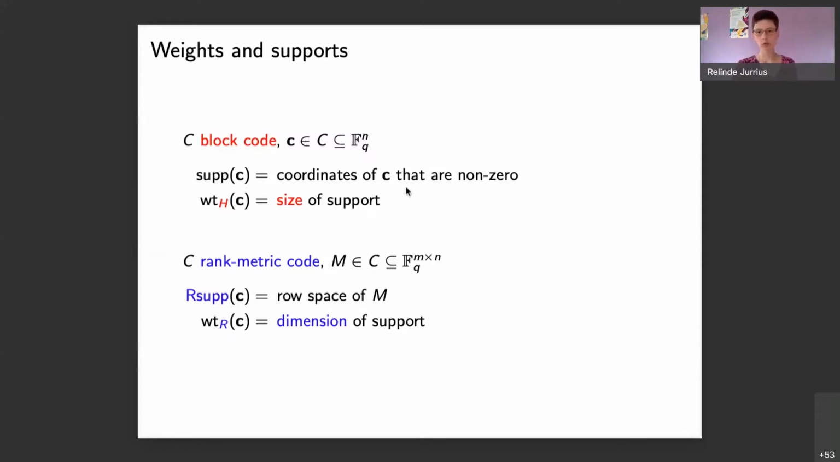So instead of looking at all the coordinates that are non-zero, in the rank metric code, we look at the row space of your matrix. And the rank weight, which is also a weight but with an index r, is now the dimension of the support, because dimension is the q-analogue of size. And it turns out that the whole theory behind weights of code words can be taken in a q-analogue in this way. And so we can go from a block code to a rank metric code, and a lot of results about block codes can be transformed into results about rank metric codes.